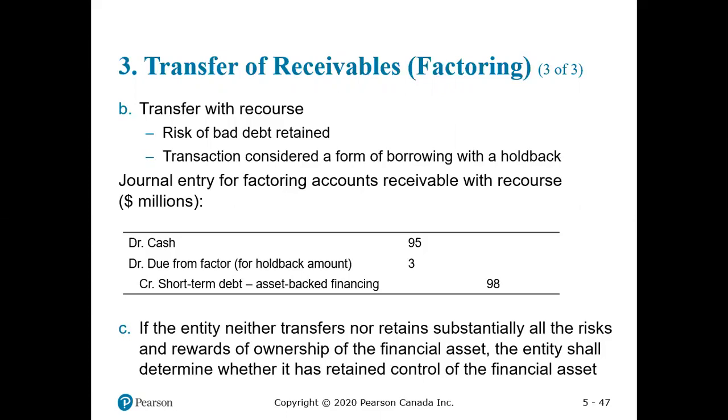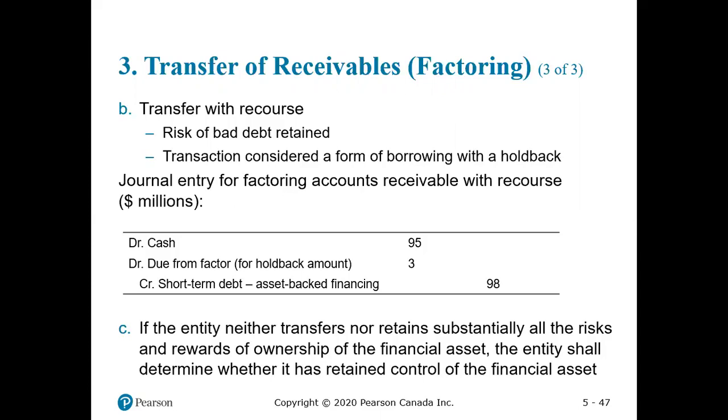So the journal entry to record this is different than when you have no recourse, because Company A would have to record that they have a potential liability owing, since they would have to pay Company B if Company B doesn't collect from clients. So this example is shown in your textbook in Exhibit 5-14 on page 219.